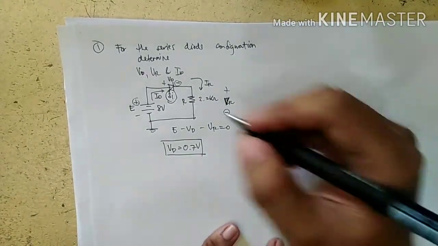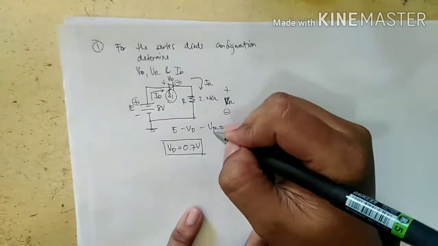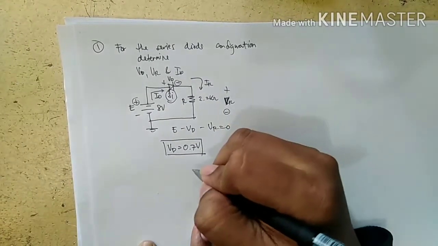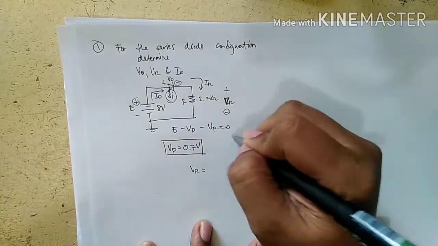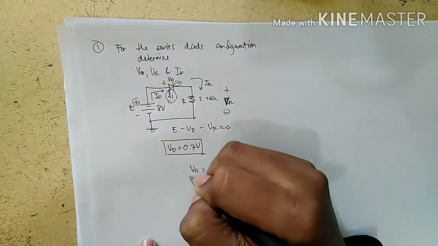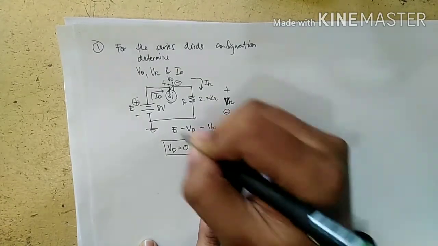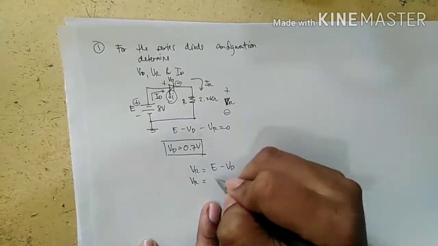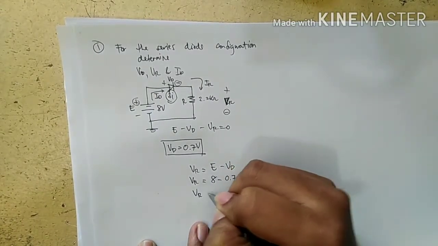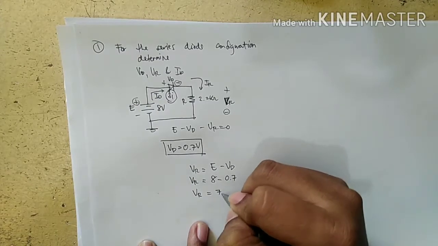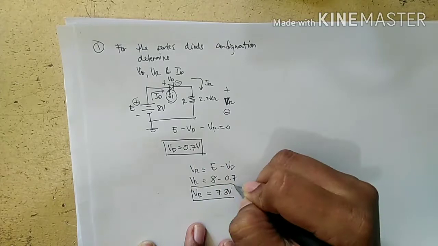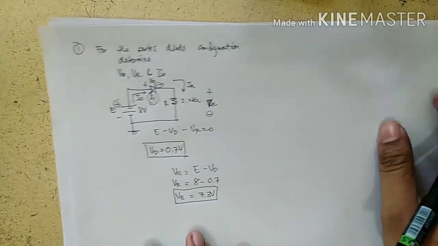What's next? VR. Let's solve for VR: VR is equal to E minus VD. E is equal to 8 volts, so this is 8 minus 0.7, therefore this is 7.3 volts. So, units are very, very important.